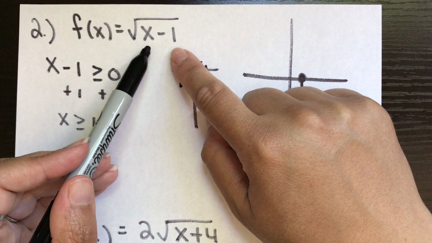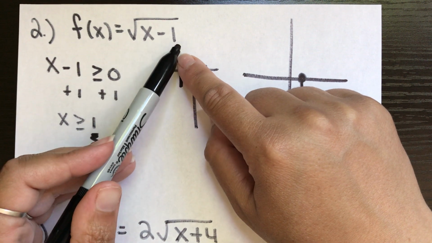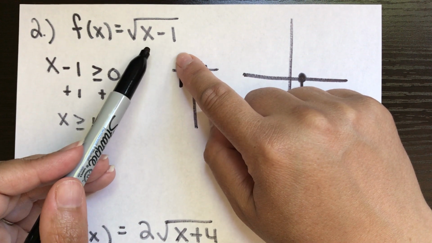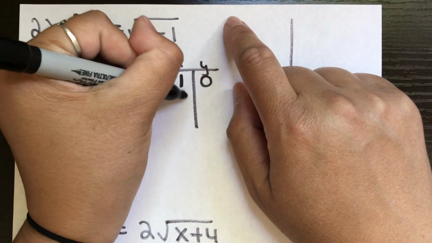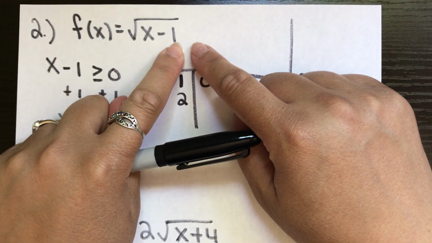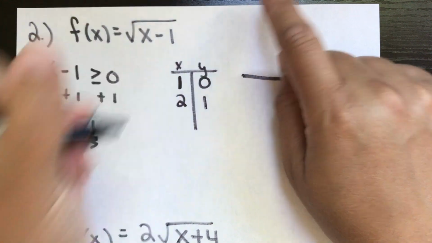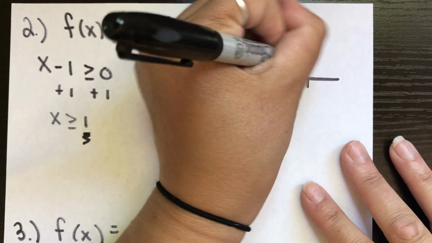What happens if I do plug in 2? 2 minus 1 is 1. Can I take the square root of 1? Yes. So 2 is going to work. 2 minus 1 is 1, and the square root of 1 is 1. So 2, 1 is an easy one to work with.